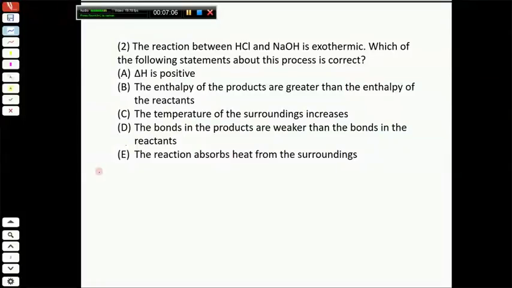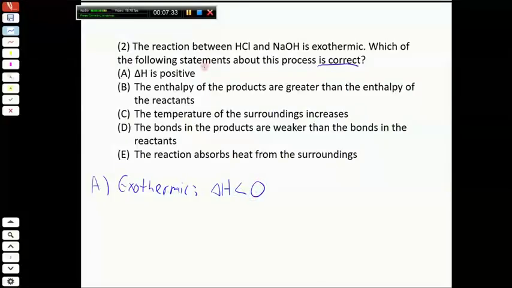So the first one deals with the sign of delta H. We're looking for the correct statement here, the one that is true. And if the reaction is exothermic, what we have to remember is that means that delta H is less than 0. So we're talking about an exothermic process here, as we're told. And exothermic means a few different things, but the most important one is the sign of delta H. It tells us that delta H is negative or less than 0. So that statement is incorrect. That should be a negative delta H if you're talking about an exothermic reaction.